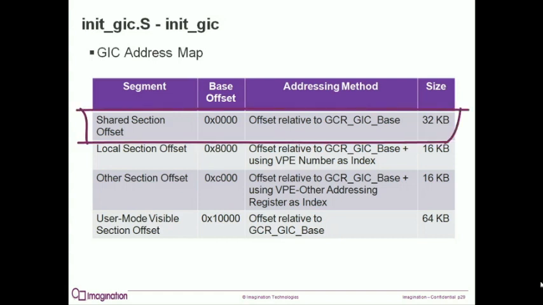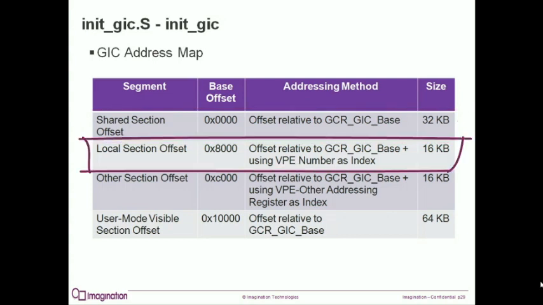The GIC is divided into sections. The first section starts at the base address of the GIC. This shared section is where the external interrupt sources are registered, masked, and assigned to a particular processing element and interrupt pin. This section is used by all processors.